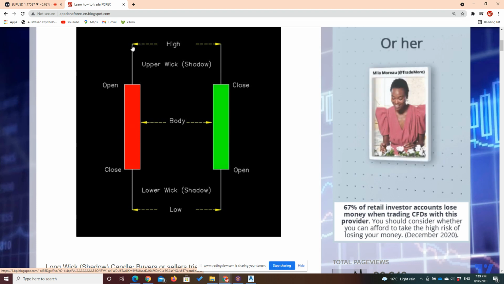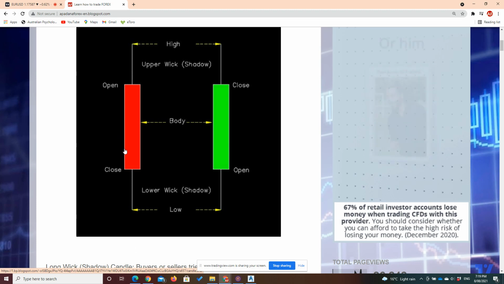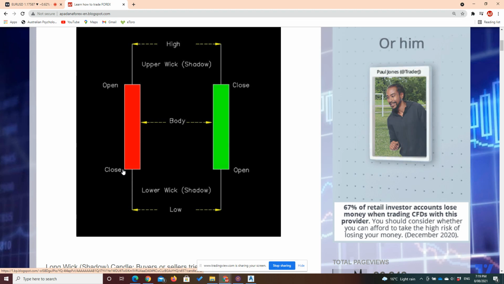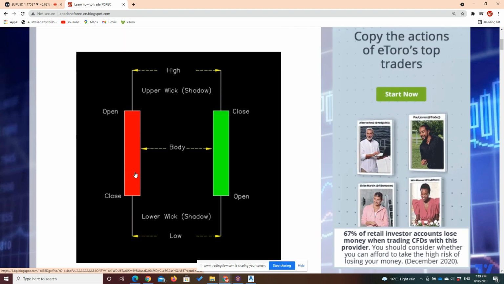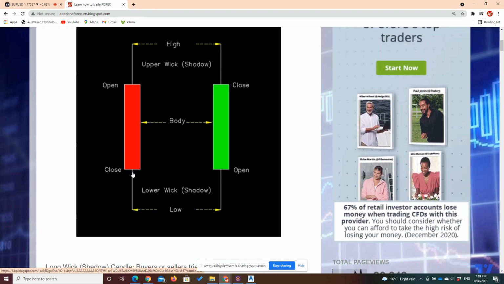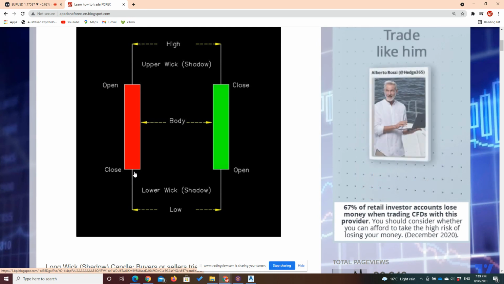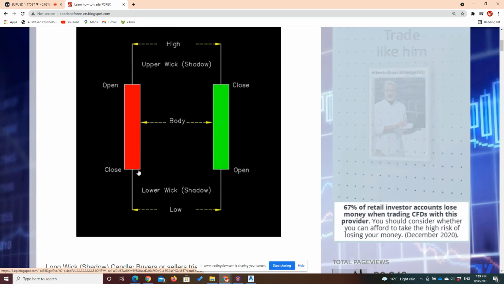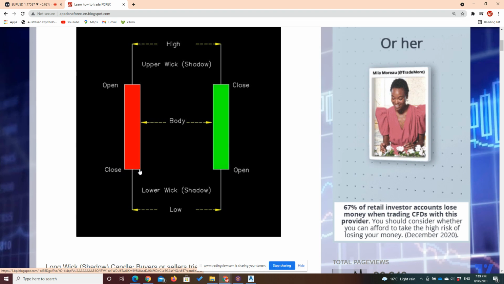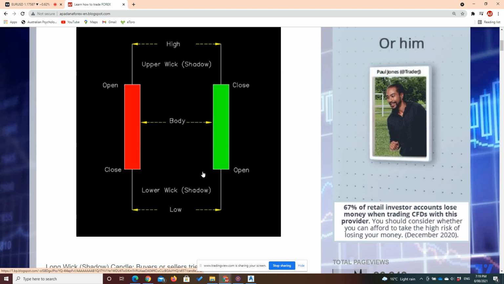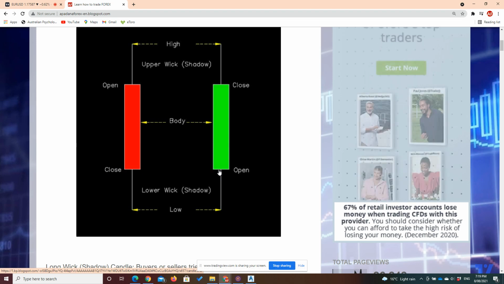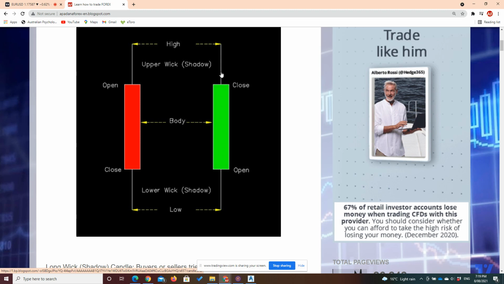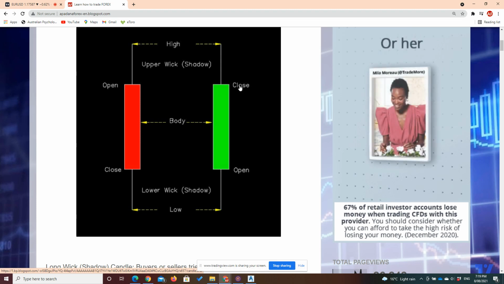price fluctuates between high and low, and at the end, after the time frame that we choose, which could be daily, hourly, weekly, or whatever, it closes here. But the other one, it opens here, then price fluctuates up and down during that time frame, and again closes here.